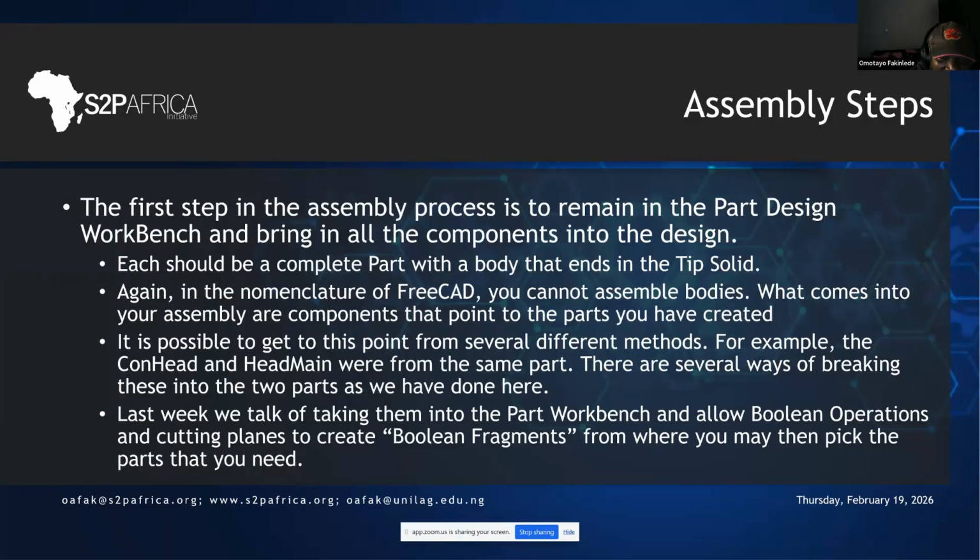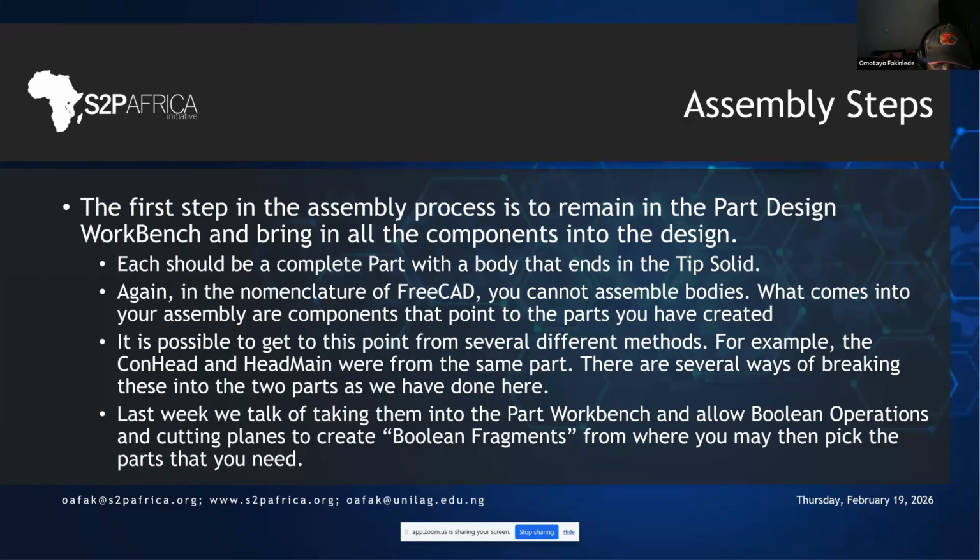It is possible to get to this point from several methods. For example, the cone head and the cone main. To break the cone head and the cone main into 2 different parts, we started from the same part. And if you go through the model history of any of them, you will see how this happened. For example, the cone head and cone main and head main were from the same part. There are several ways of breaking this into 2 parts, as we have done here.